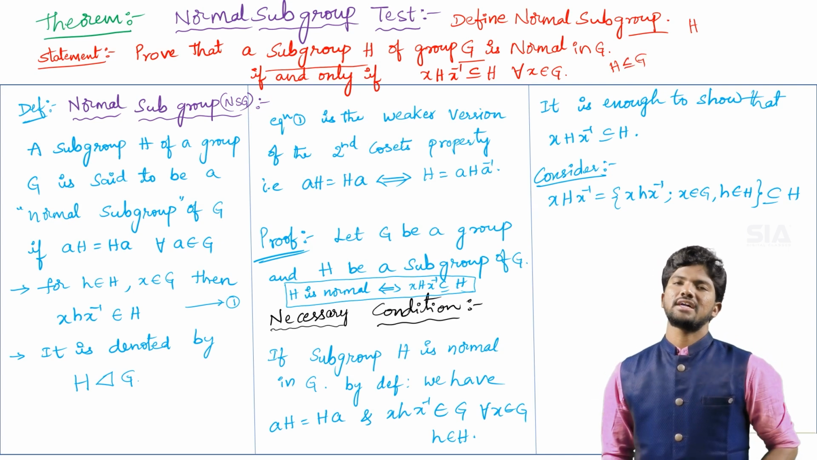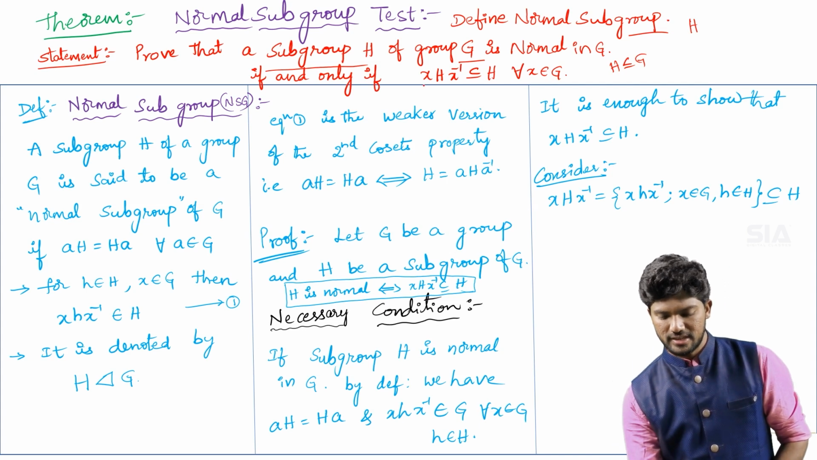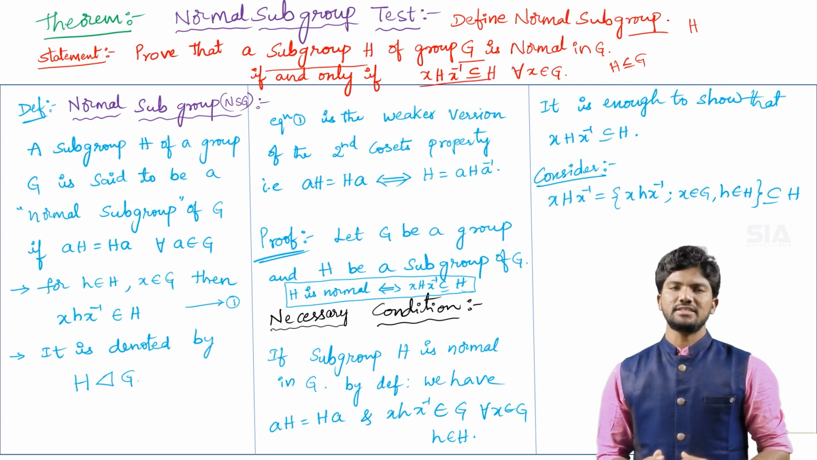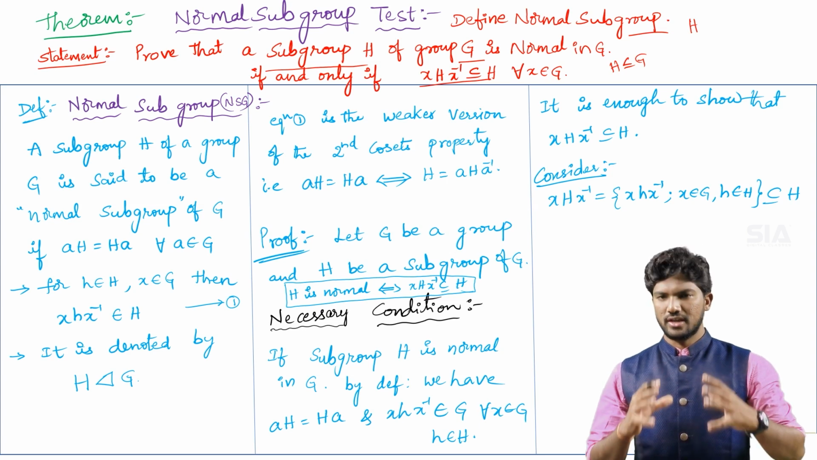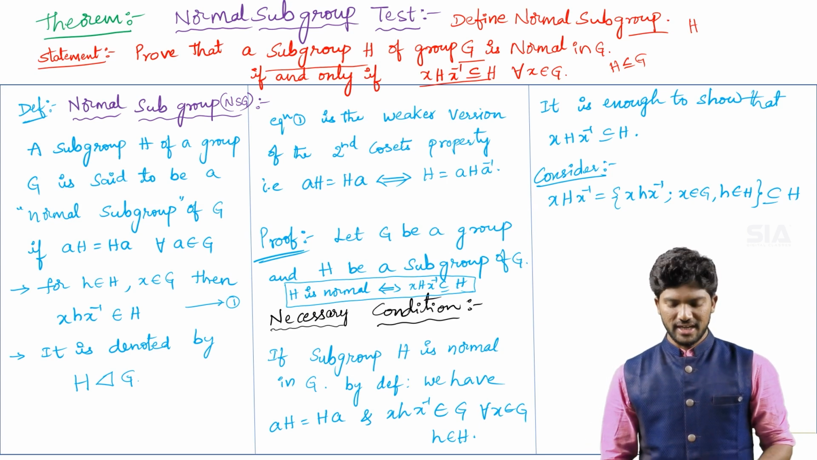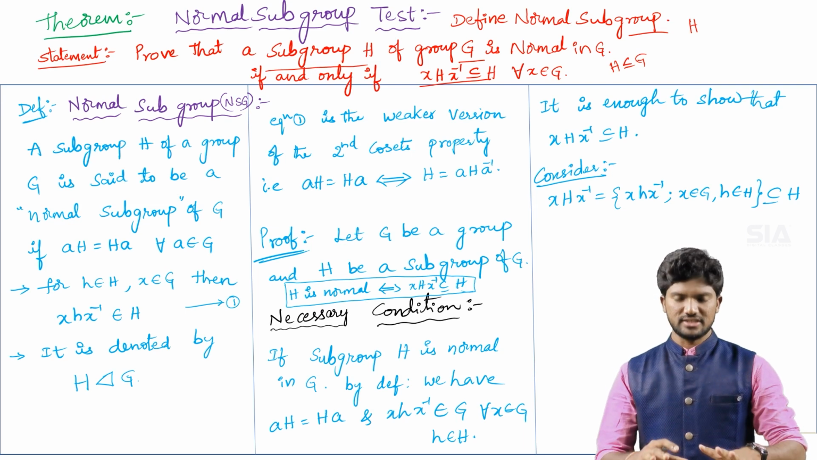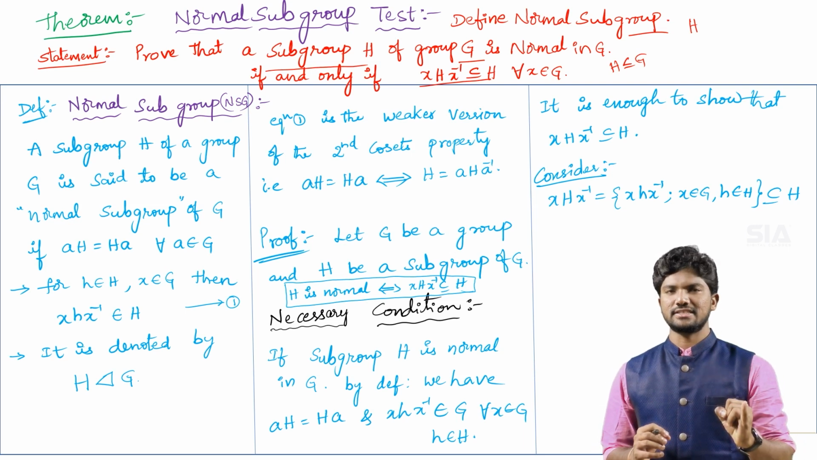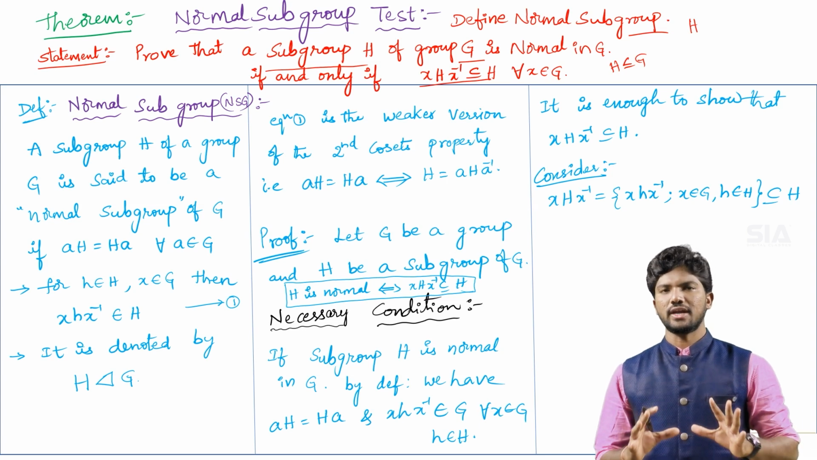That subgroup is normal if and only if we have to prove this condition: small h belongs to capital H, x h x inverse is a subset of or equal to capital H. So this is the statement of the theorem. Capital H is normal if and only if x h x inverse is a subset of or equal to capital H.